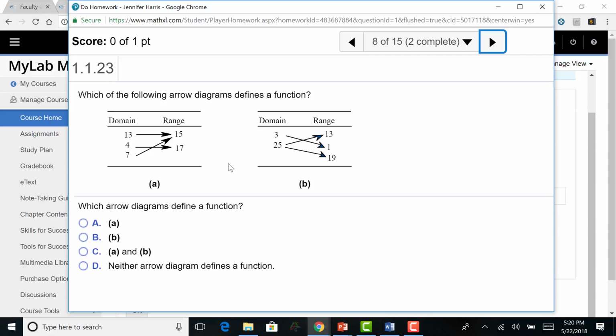So B is not a function. So you see how that works? Okay, this is called the arrow diagram. Just make sure you put the numbers that go together so you can see that there's a duplicate.